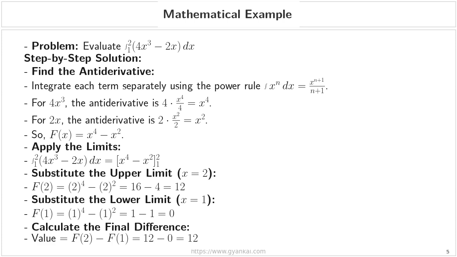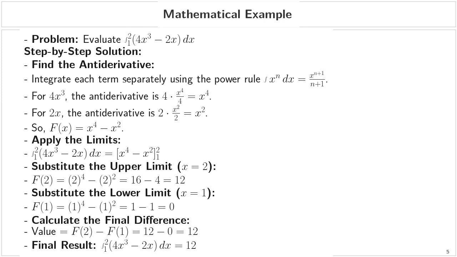Step 5. Calculate the difference. Finally, we subtract the value of the lower limit from the value of the upper limit. That is 12 minus 0, which equals 12. Final result. Therefore, the definite integral of 4x cubed minus 2x from 1 to 2 is equal to 12. And that's our final answer.